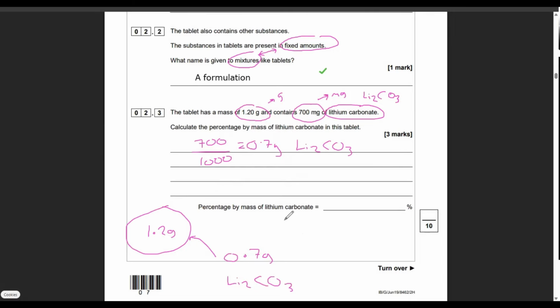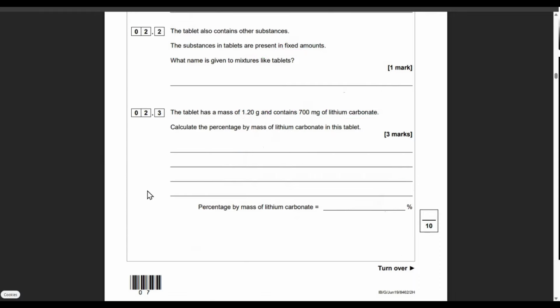So I've got 0.7 grams of Li2CO3, lithium carbonate, and I have a 1.2 gram tablet. How much of the tablet is made of lithium carbonate? You do 0.7 over 1.2 times 100 to work out the percentage of the 1.2 gram tablet that is lithium carbonate. Now we know that half of 1.2 is 0.6, so we know it's over 50%. And if you do 0.7 divided by 1.2 times 100, you get 58.3%. They'll probably give it to you just rounding it to 58%, to be honest. And that will get you 3 marks.